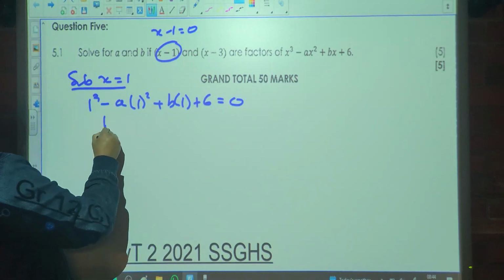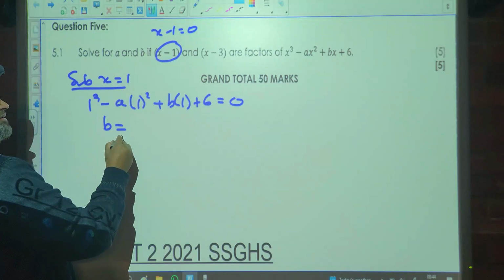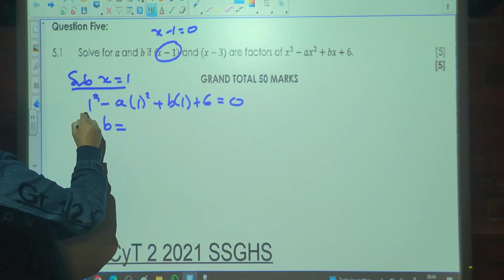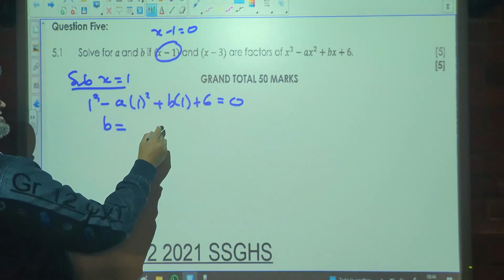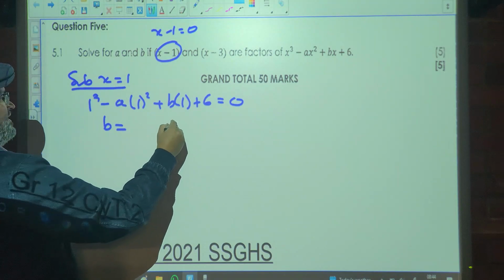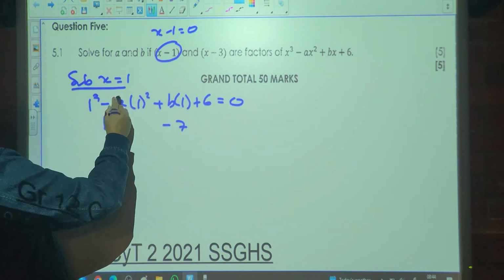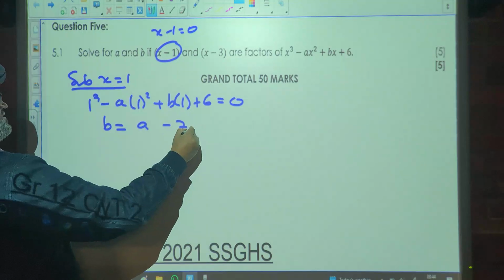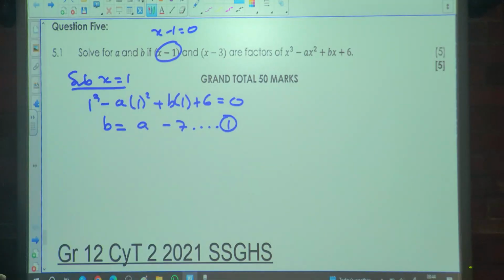So b is equal to... Now 1 cubed is 1 plus 6 is 7. So it's minus 7, and taking the a over, it becomes b is equal to a minus 7. That's equation 1.